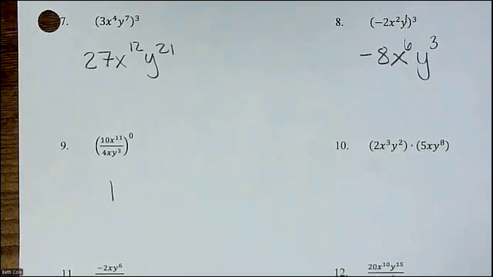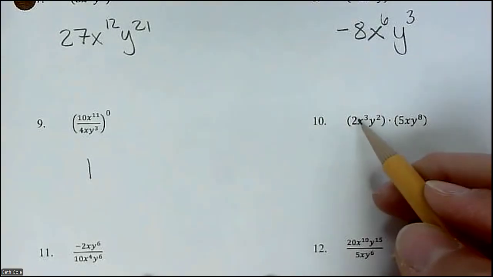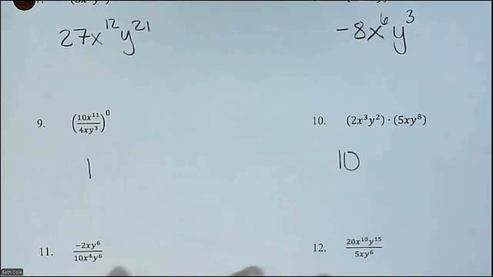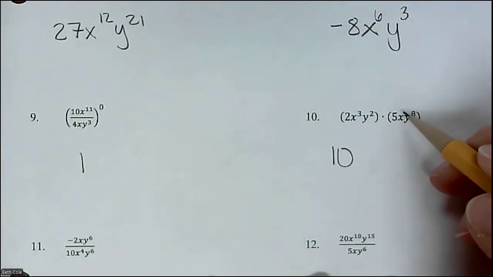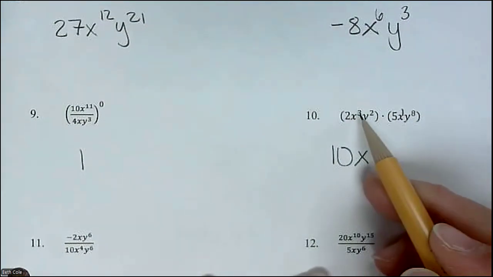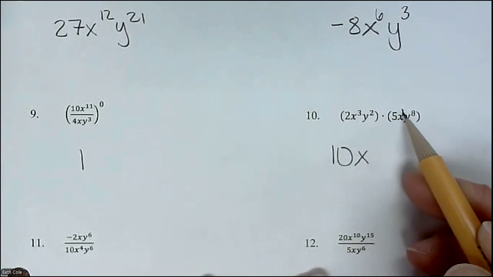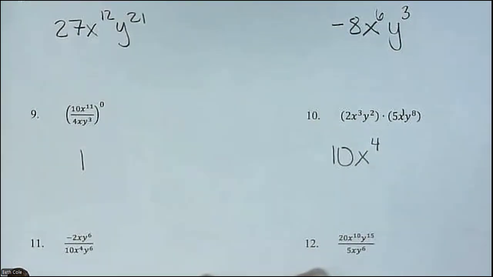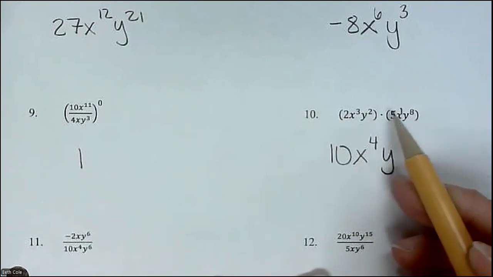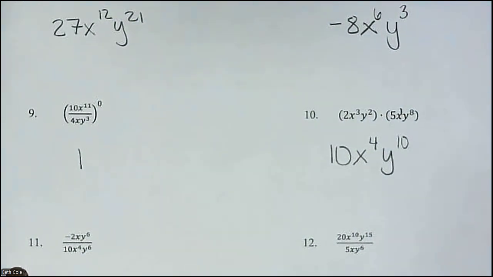Why is the whole thing just 1? It's all to 0. Good. Here we're multiplying. 2 times 5. 10. Good job. Now this x doesn't have anything, so it's a 1. And you would get x to the what? 3 plus 1 is 4. Good job. And then for y, is it 10? That's correct. 2 plus 8. Good job.